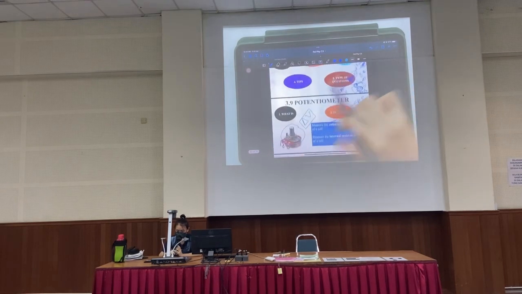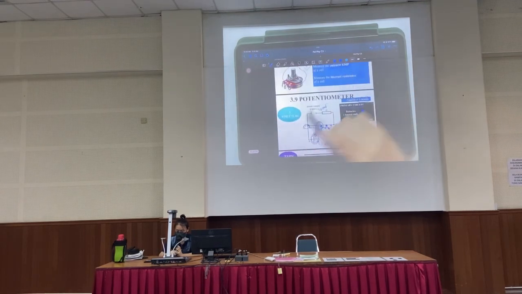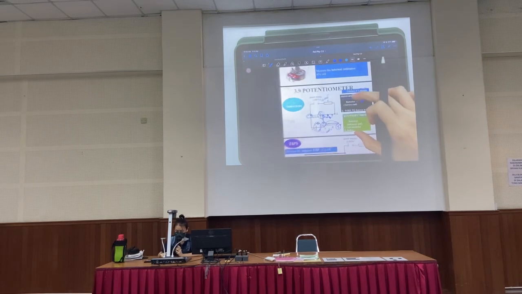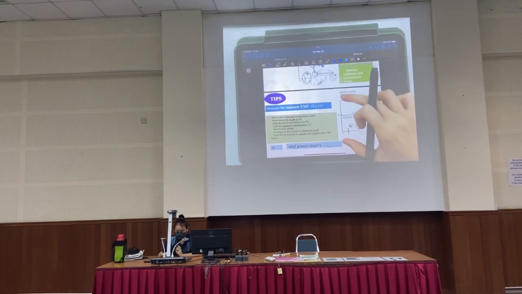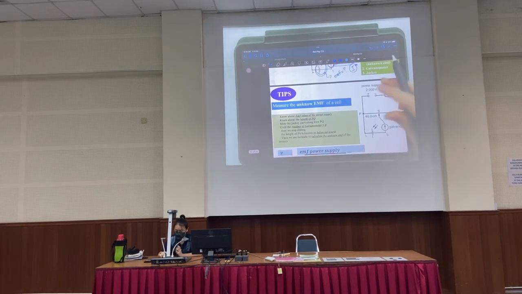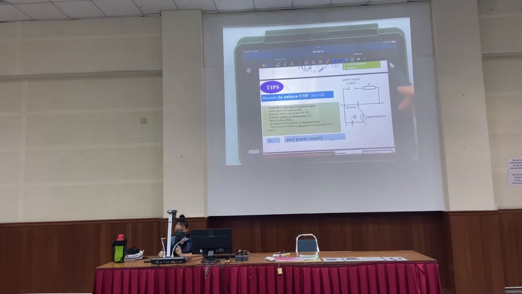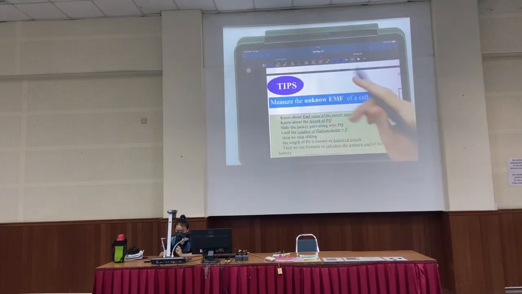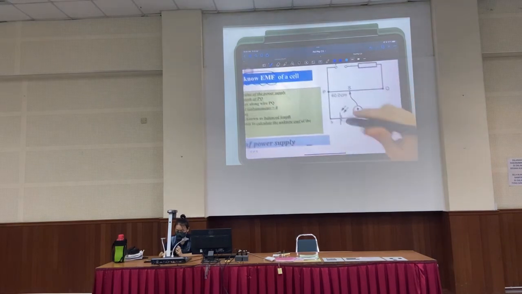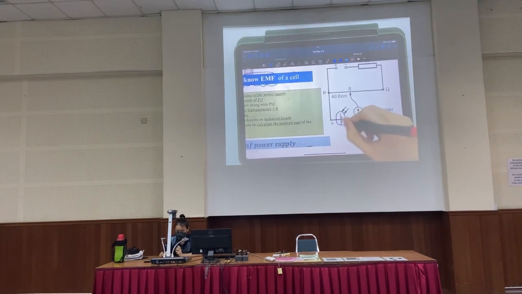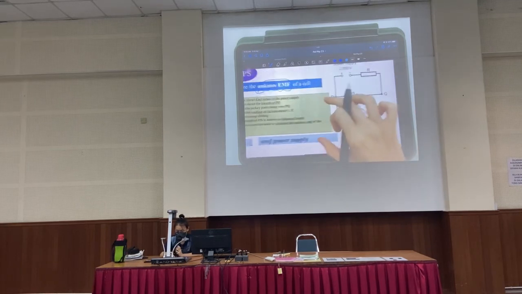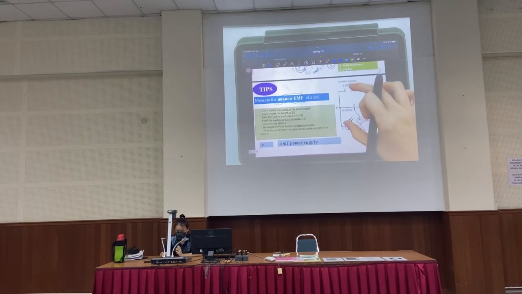Just now we have learned what it is, its function and also its structure. Then we move on to the last two parts: how we can apply this potentiometer, the working principle. Just now we said the function of the potentiometer is to measure the unknown EMF of a cell. Which cell? A cell is namely a battery, this cell. We don't know the EMF of this cell and we want to calculate it. This is the basic overview.